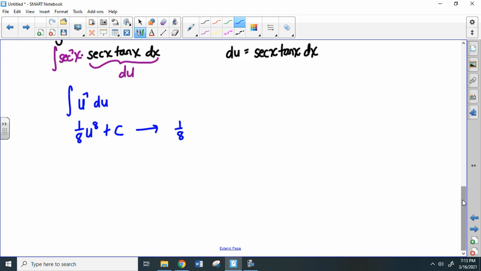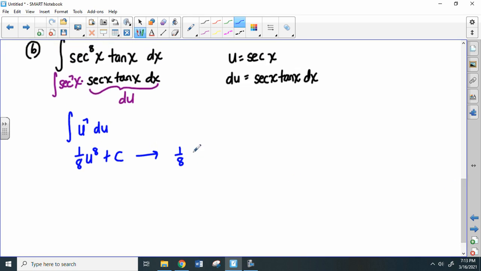So again, let's remember what it was. It was secant of x. And you can write it as secant of x, all raised to the 8th like that, or you can put the 8 in the middle of the function like that.